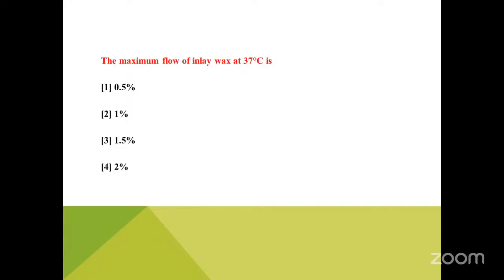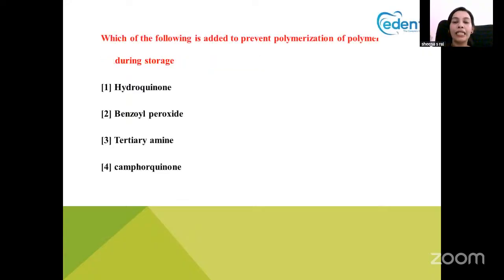Next question. The maximum flow of inlay wax at 37 degrees Celsius is. You need to study it as such, it is 1%. According to the ADA specification, 1% is the maximum flow of inlay wax.